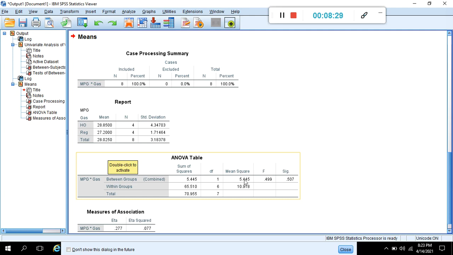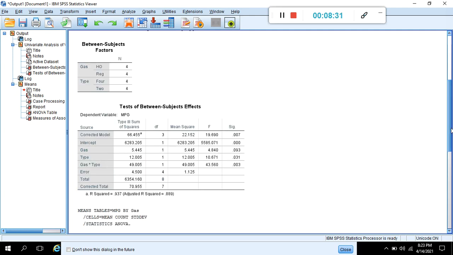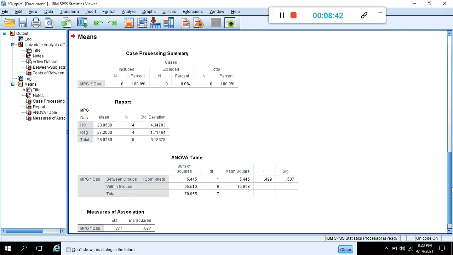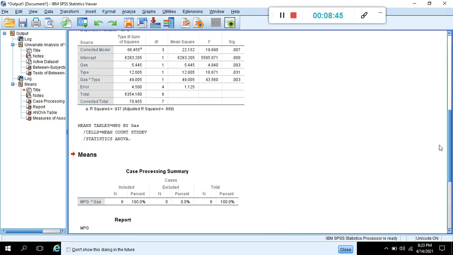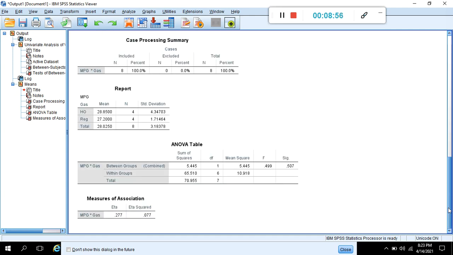These values here are not the same as these, and they shouldn't be. You can't just decompose this and use these 5.4 as the sum of squares. It doesn't work that way. Although actually it kind of does in this respect. This number here is actually the same, the 5.4. I don't believe the F ratio of 4.8 is the same. No, see, the F ratio is completely different and the significance is different.